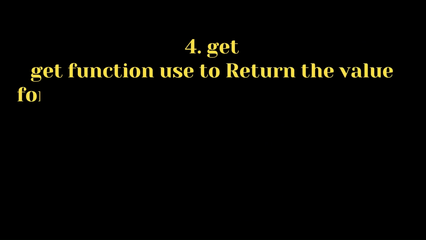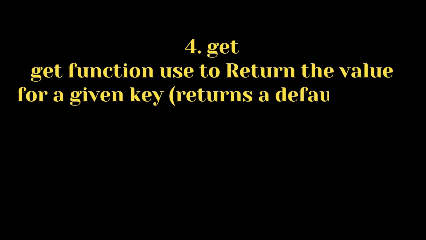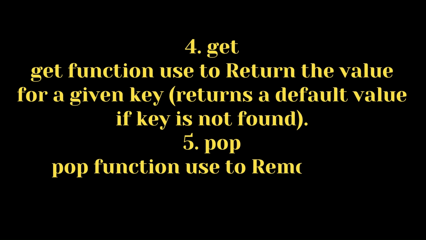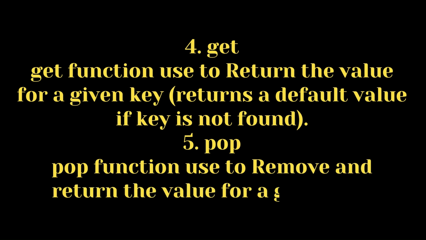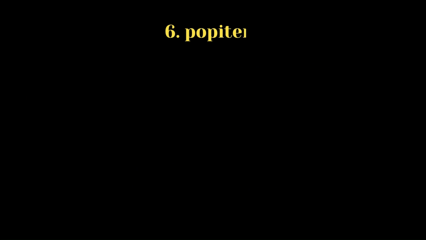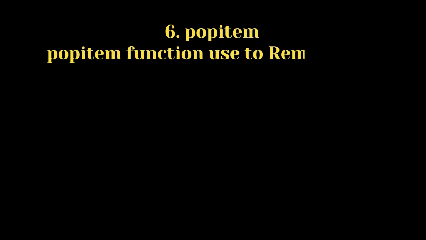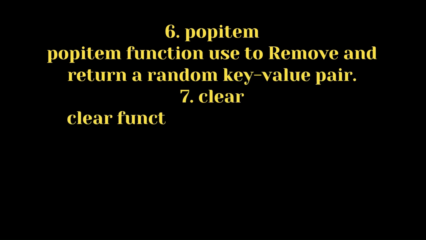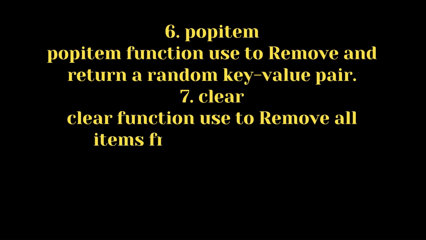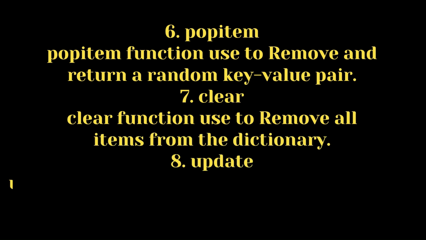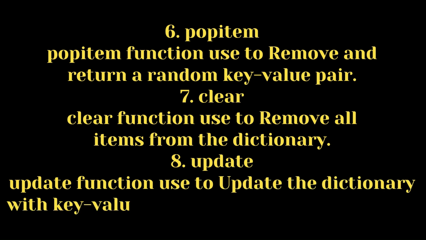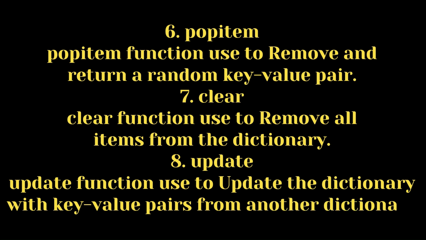4. Get. The get function is used to return the value for a given key, and returns a default value if the key is not found. 5. Pop. The pop function is used to remove and return the value for a given key. 6. Pop item. The popitem function is used to remove and return a random key-value pair. 7. Clear. The clear function is used to remove all items from the dictionary. 8. Update. The update function is used to update the dictionary with key-value pairs from another dictionary.